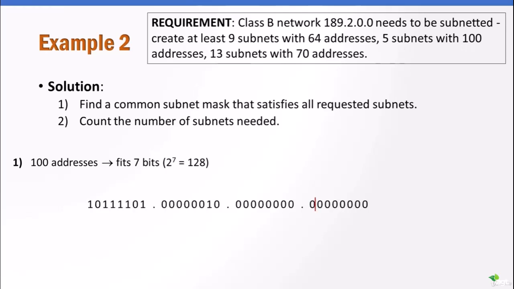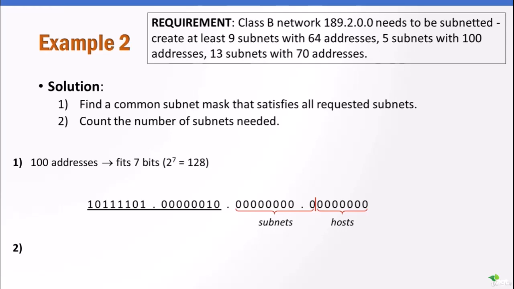If we use the 7 bits for the host portion, we are left with 25 bits for the network portion. But we got a class B network, which means that the first 16 bits are never going to change. So that's our default network portion. The bits that are left in between our network portion and our host portion is going to be our subnet portion. That brings us to our second task, which is count the number of subnets needed.